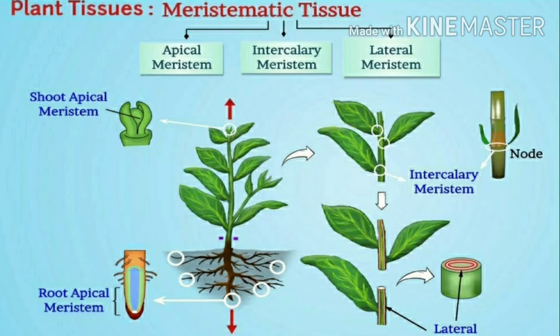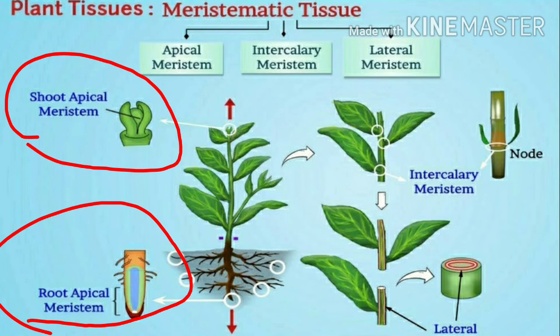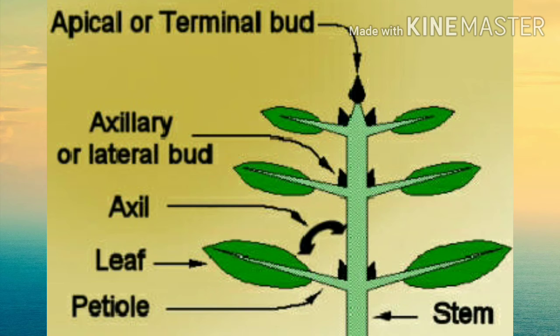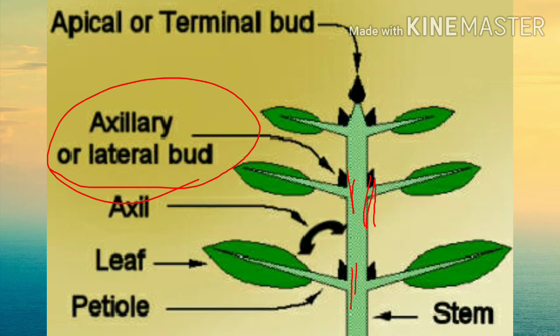The apical meristem occurs at the tips of roots and shoots, and these are called primary tissues. The meristem that occurs at the apex of the root is called root apical meristem, and that which occupies the apex of the shoot, the tip of the shoot, is called shoot apical meristem. When the plant is growing, some of the meristem gets left behind from the shoot apical meristem. That constitutes the axillary bud.